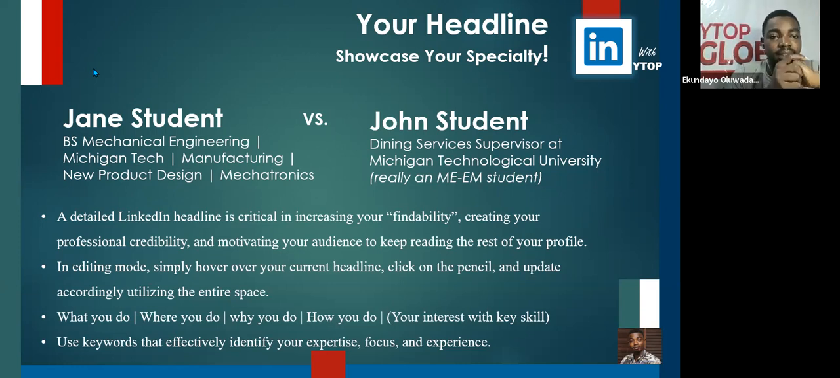It says BS Mechanical Engineering, Michigan Tech, Manufacturing, New Product Design, Mechatronics. This is just a list of skills. Look at the second person. He said, okay, I am a dining service supervisor at university. That is, I'm really an MEN student. Well spelled out. So let's now revisit our analysis.